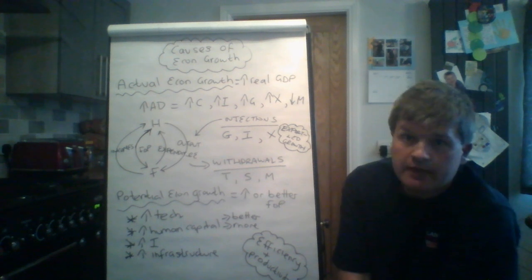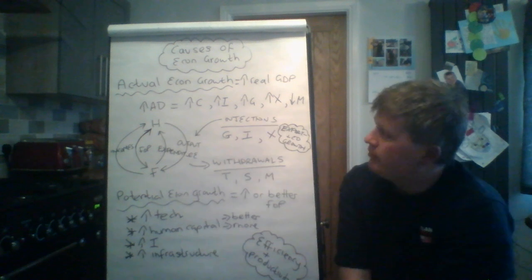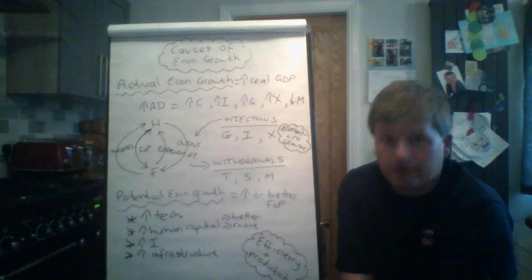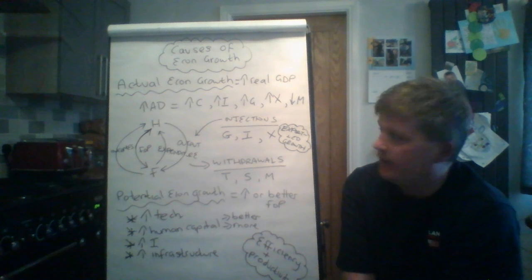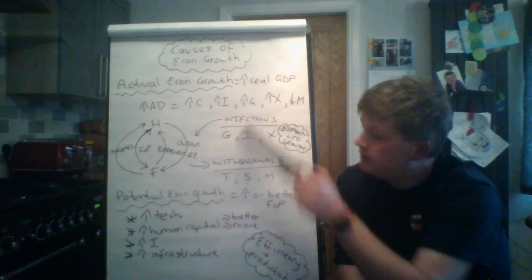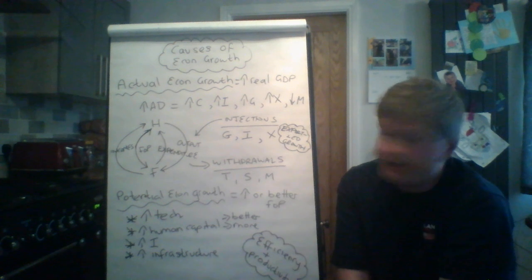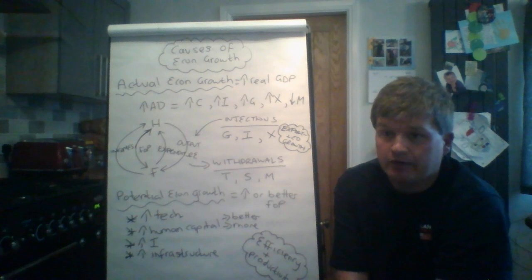So actual economic growth is caused by these changes here: a growth in C, so consumption, a growth in investment, more government spending, and more exporting taking place. We can also think about it in terms of the injections increasing or the withdrawals falling. Both of those two things would create actual economic growth.